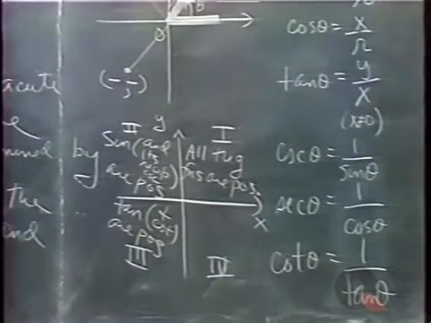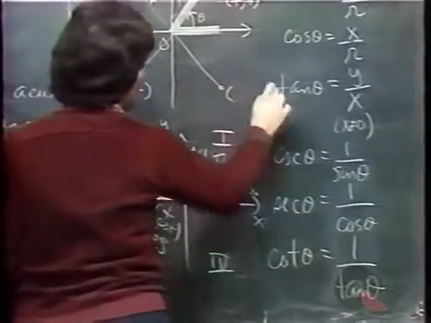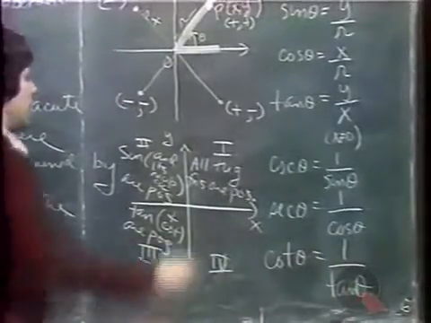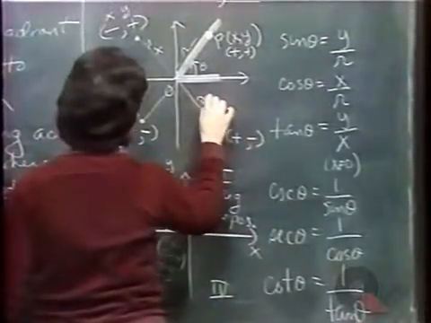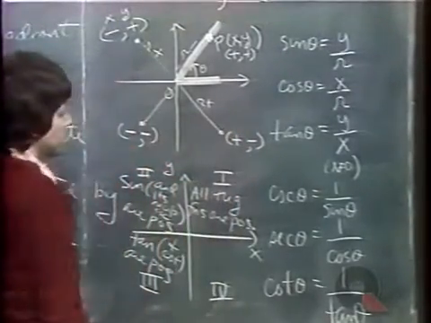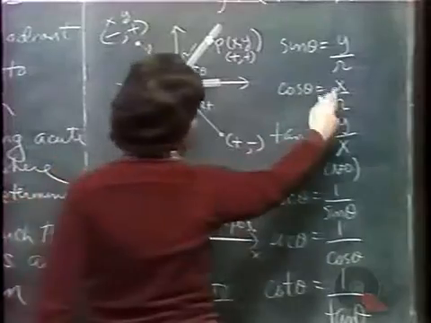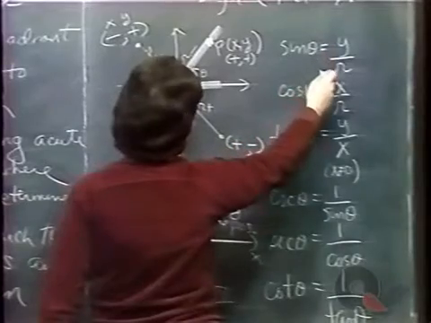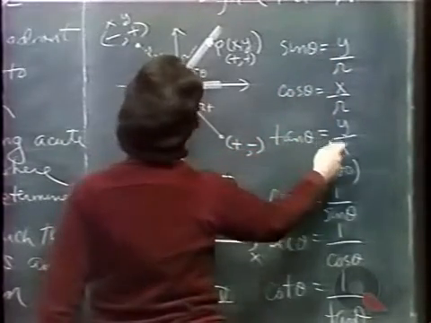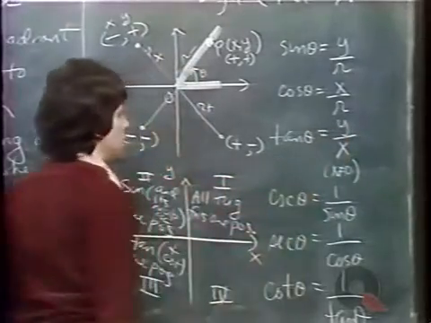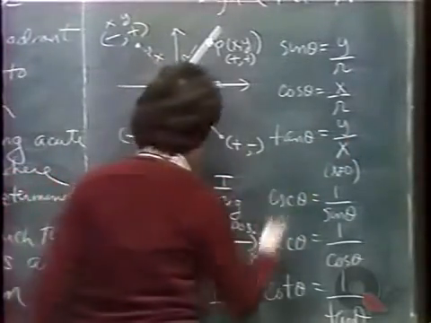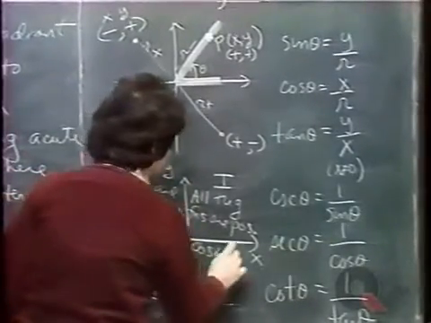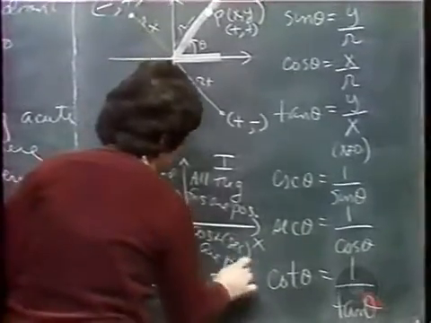Finally, a fourth quadrant angle, the point on the terminal side would have to have x positive and y negative, or it wouldn't be in the fourth quadrant. X is positive, y is negative, r is, of course, still positive. X is positive and r is positive, so cosine is positive, but y is negative, so sine comes out negative. And x is positive and y is negative, tangent comes out negative. Only cosine and naturally its reciprocal, secant, are positive in the fourth quadrant.